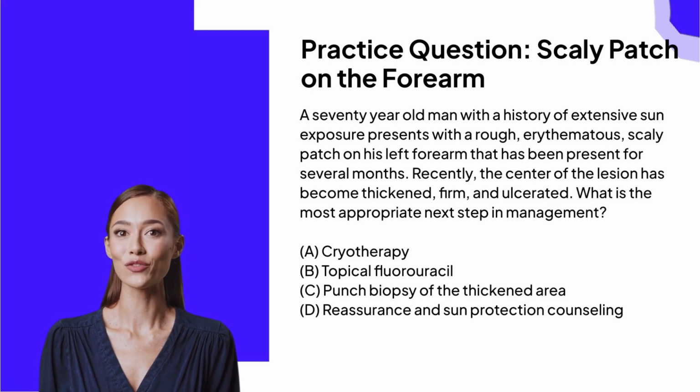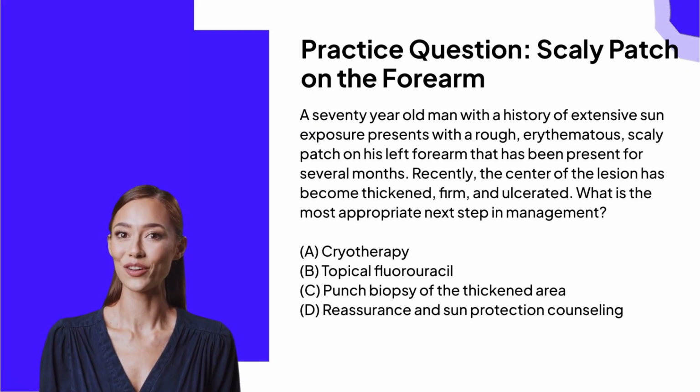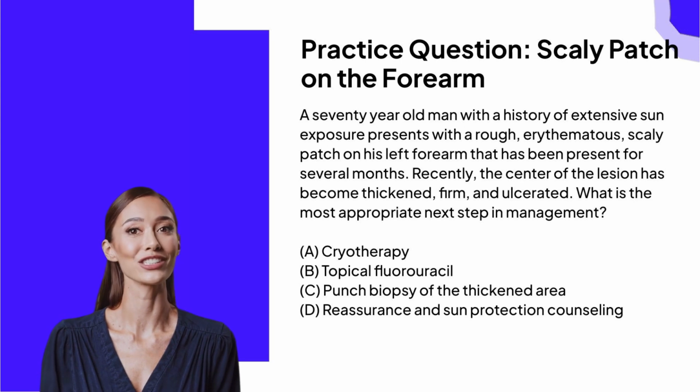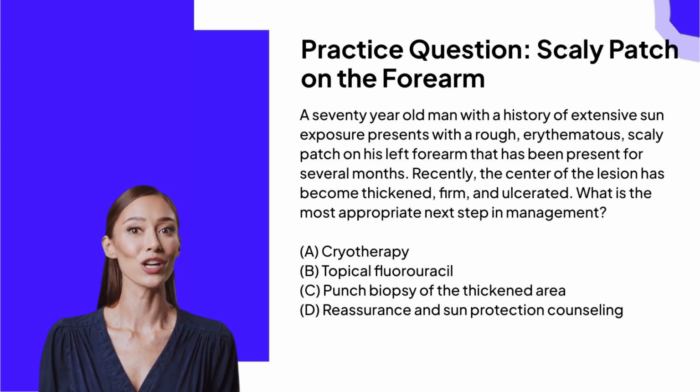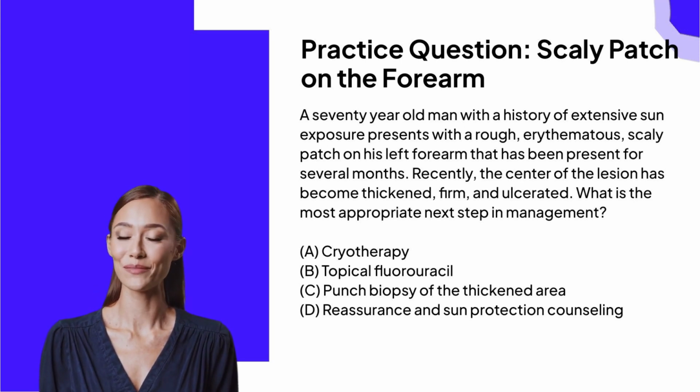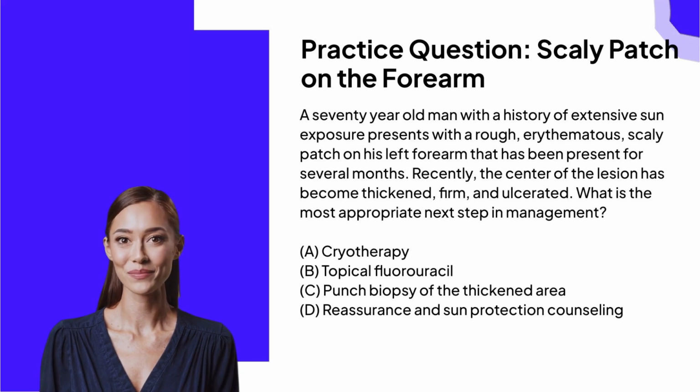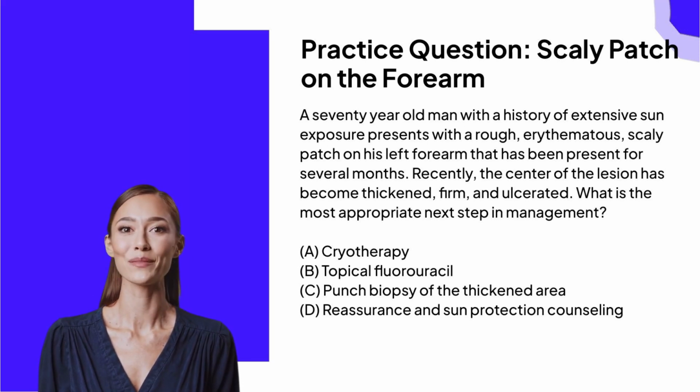A 70-year-old man with a history of extensive sun exposure presents with a rough, erythematous, scaly patch on his left forearm that has been present for several months. Recently, the center of the lesion has become thickened, firm, and ulcerated. What is the most appropriate next step in management?